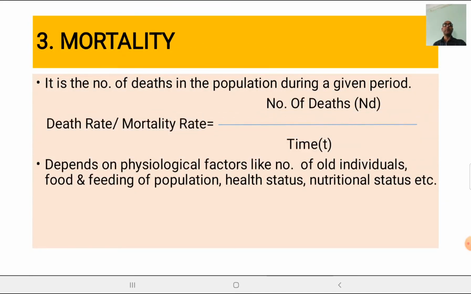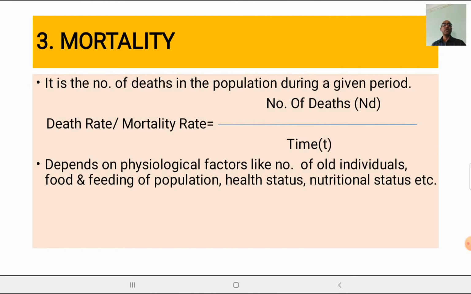What is mortality? It is nothing but the number of deaths in a population during a given period. How many deaths have occurred in a population during a specified period? That is your mortality. So death rate or mortality can be explained by the formula: number of deaths divided by time.